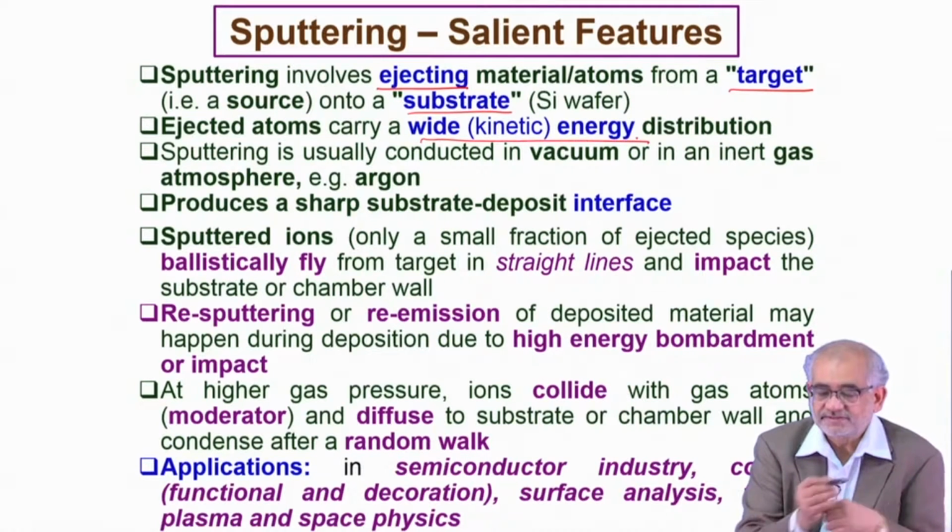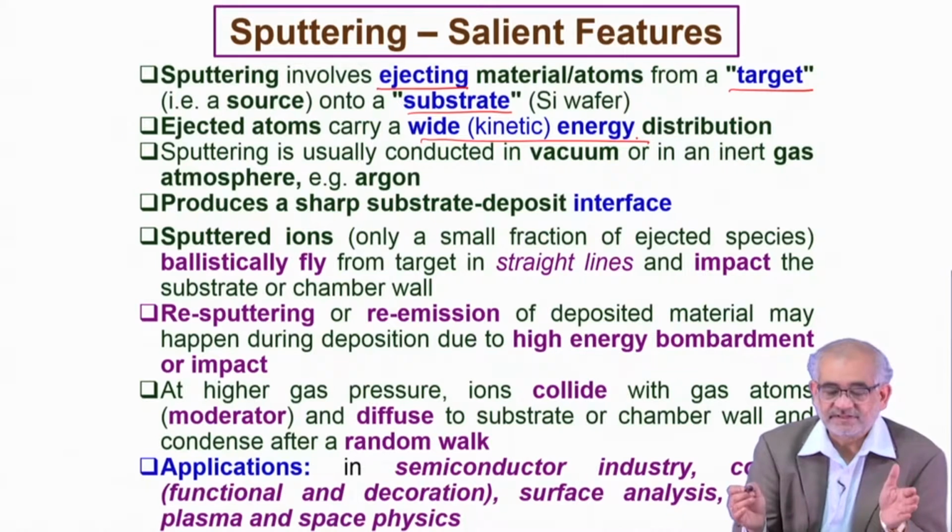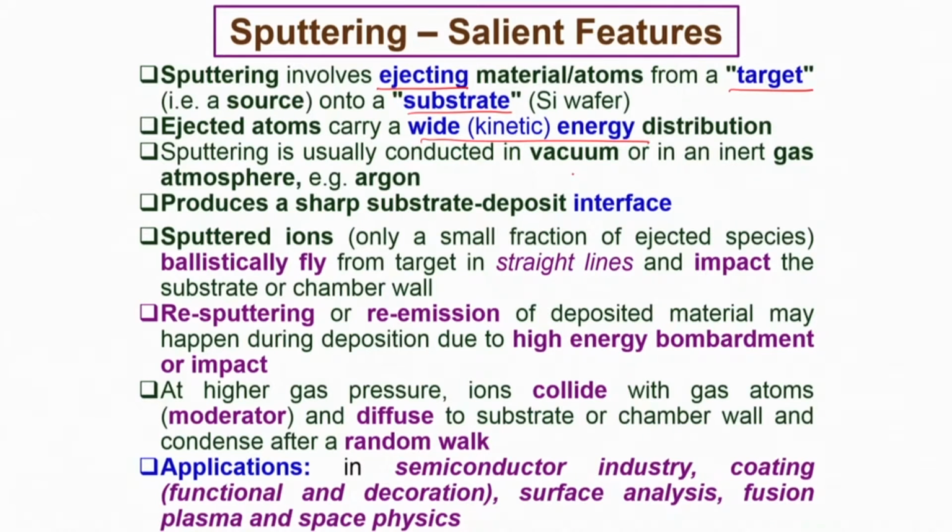So there could be a wide distribution of energy, and because of this wide distribution, there could be variation in thickness and even composition if the sputtering is from an alloy. Anyway, we need to create a vacuum and then backfill with an inert gas, usually argon. The interface, just like in the previous PVD process, this is also nothing but a PVD process, will also be sharp. So you do create a sharp substrate deposit interface.